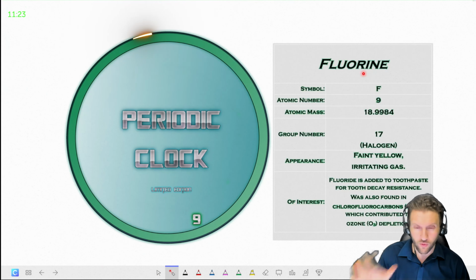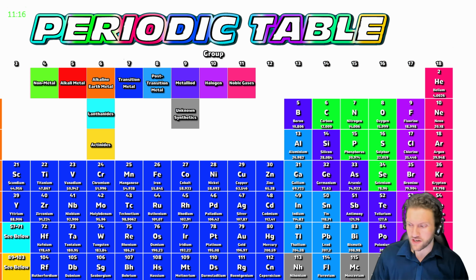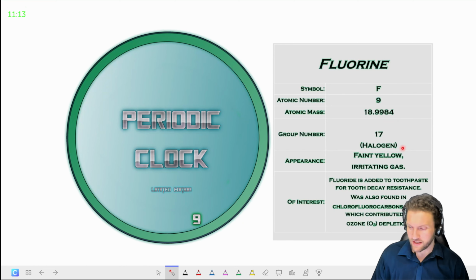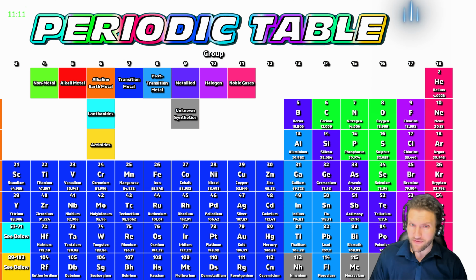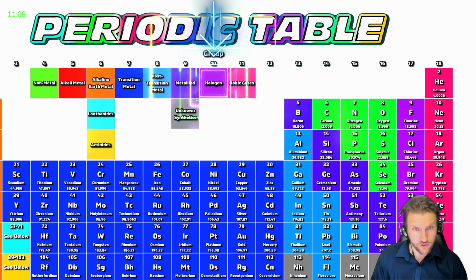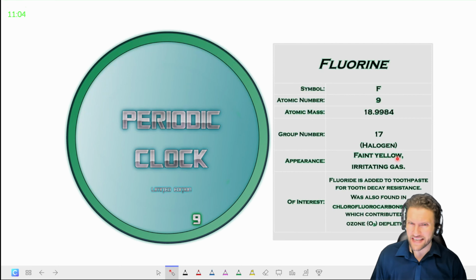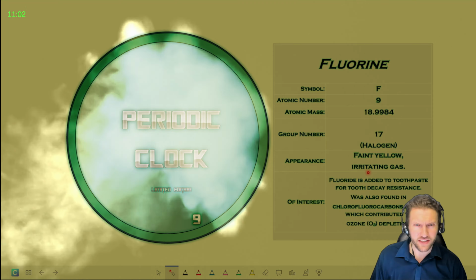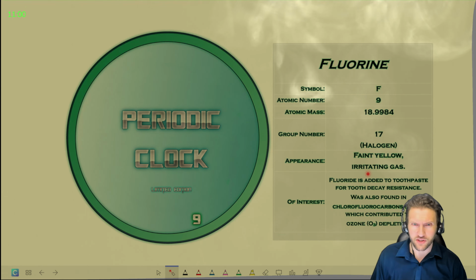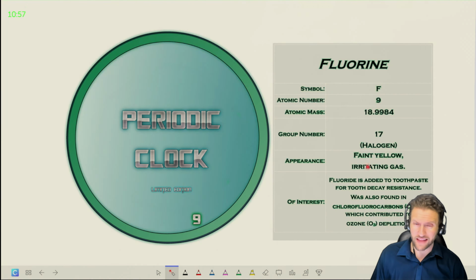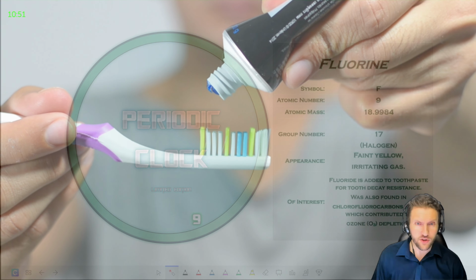Next element, we're on to fluorine. Symbol F. Atomic number 9. Mass pushing 18.998. In terms of group, we're up to group 17, taking us into the halogens. Very unique family, lots of cool properties. Now, appearance is a faint yellow, and it's actually a little bit irritating, so we don't really want to be running into this one too often. And there are some neighboring halogens that are a little bit toxic as well, so we'll come back to those. But of particular interest, we actually add fluorine to toothpaste.